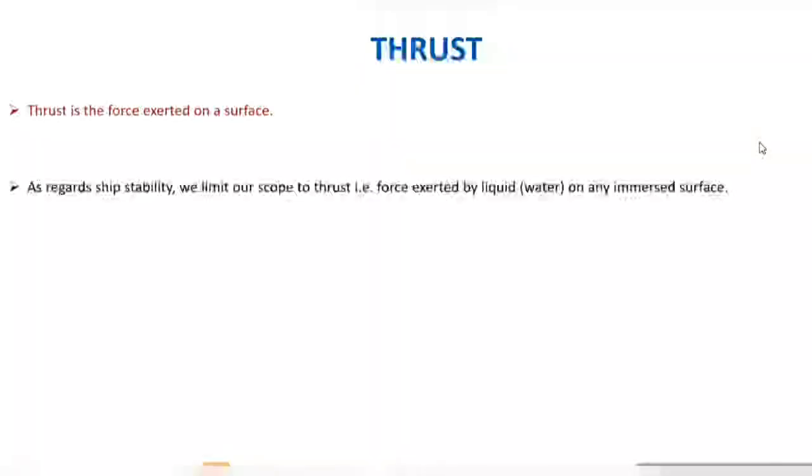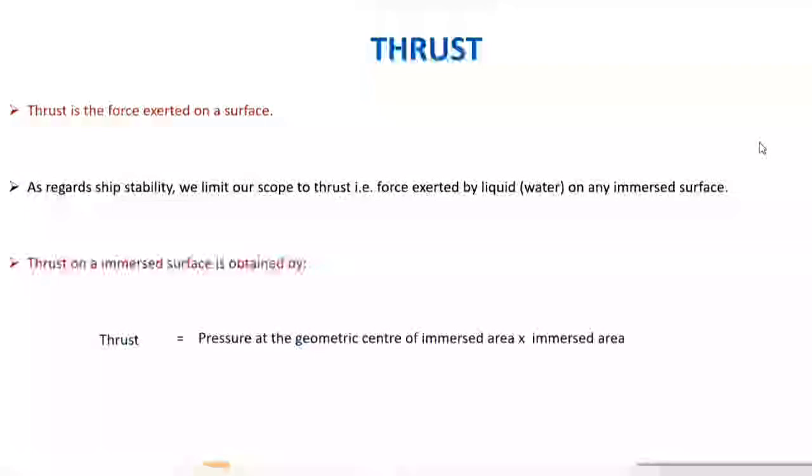None. Okay. The second term you learned there was thrust, the force exerted on a surface. As regards ship stability, we limit our scope to thrust, that is, force exerted by the liquid on an immersed surface. Thrust on an immersed surface is obtained by multiplying the pressure at the GC. This is what you are trying to say, beta. Multiplied by the area. So this is the thrust. Pressure at the geometric center of the immersed area. Please pay attention to the word immersed area. Pressure at the geometric center of the immersed area, multiplied by the immersed area, will give you the thrust.